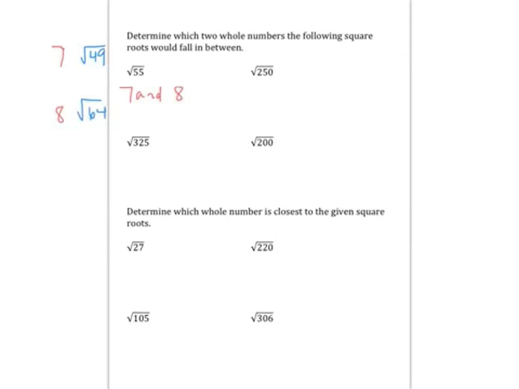Now we could probably estimate what that will be. The square root of 55 is closer to the square root of 49, right? So it would probably be around 7.4.